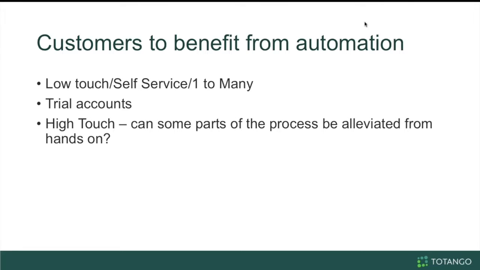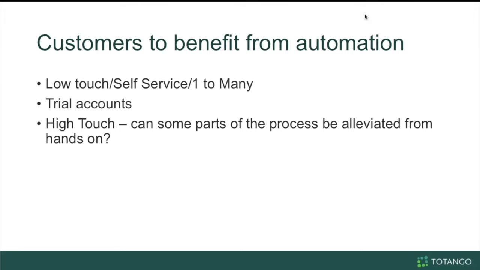So as far as deciding what customers can benefit from automation, it really depends on your existing process and your life cycle journey with your customers. But typically, what we see successful is automating on customers that have a low touch or self-service model. So customers that don't necessarily have direct resources assigned to them, those are really going to be the primary beneficiaries of the automation that you can drive with campaigns. So your one-to-many approach is really well positioned with the campaigns capability in Tatango.